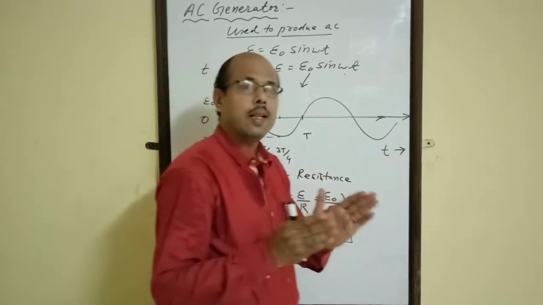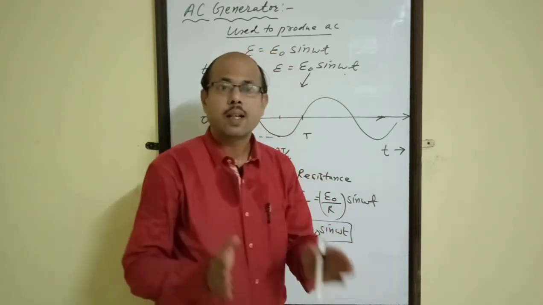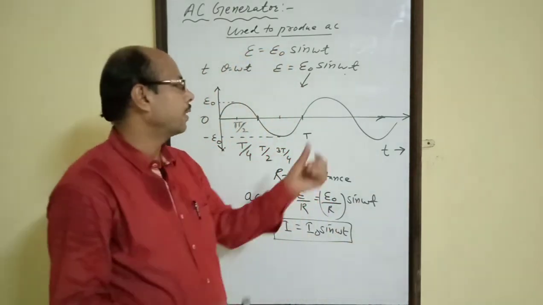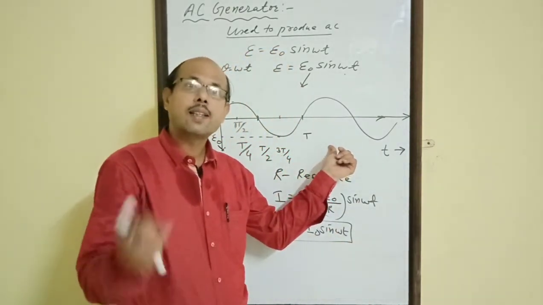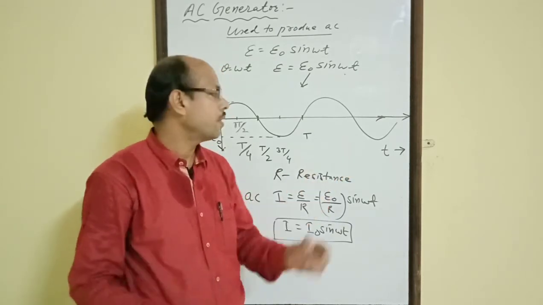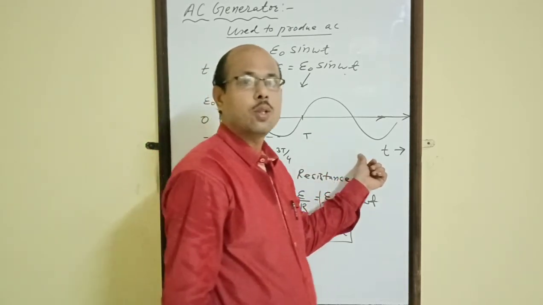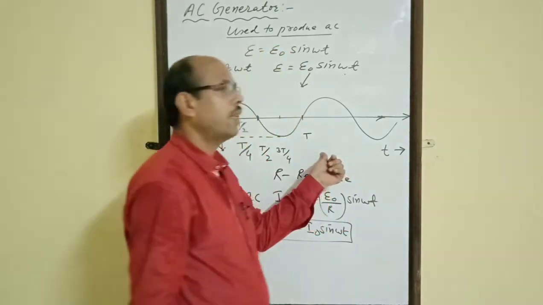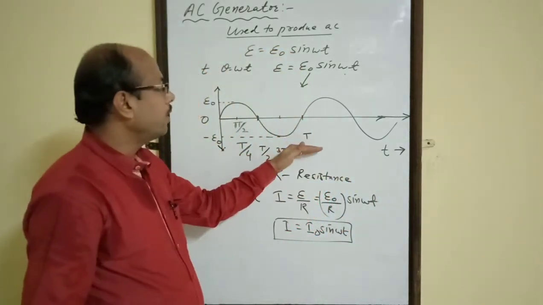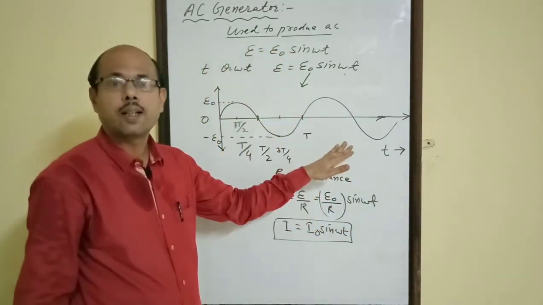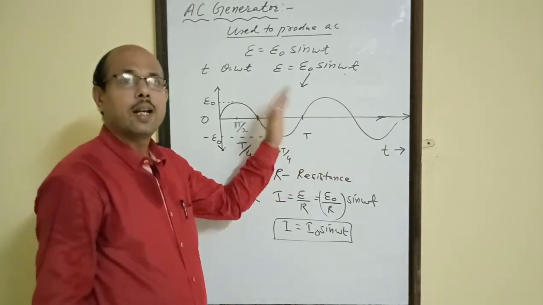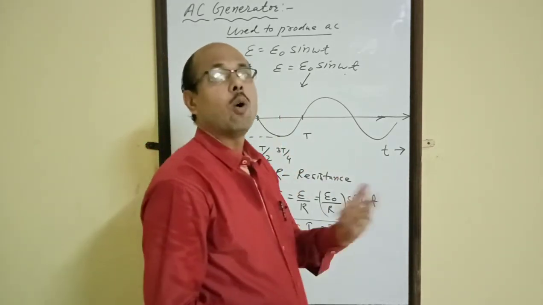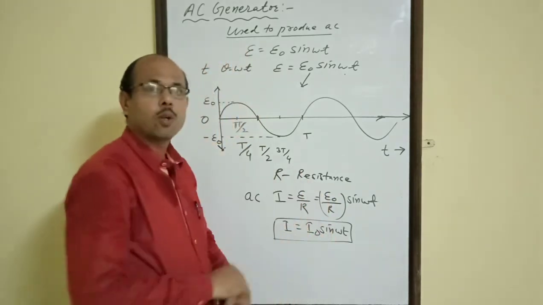It means in AC generator, electric energy is produced or generated at the cost of mechanical energy. It means mechanical energy changes into electric energy, or we can say AC generator is a device which converts mechanical energy to electrical energy. And which type of electrical energy? Alternating current. That's why it is known as AC generator.